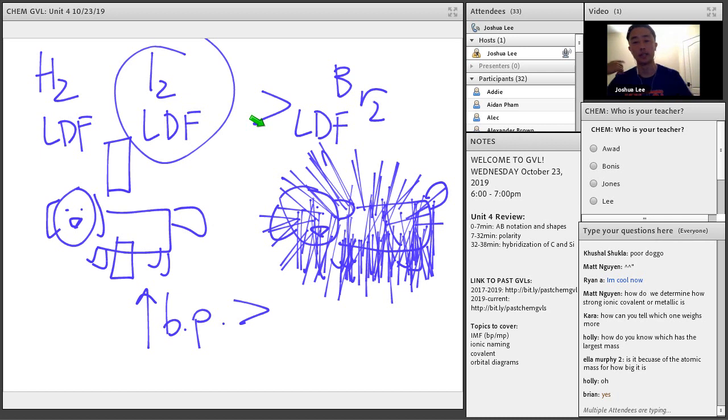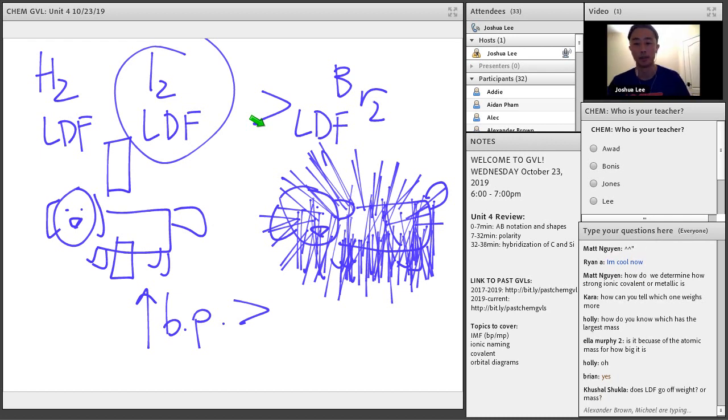Yeah, the periodic table that's not behind you in the corner of the room on that blue piece of paper.